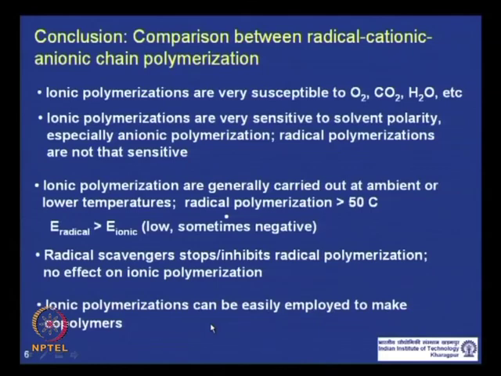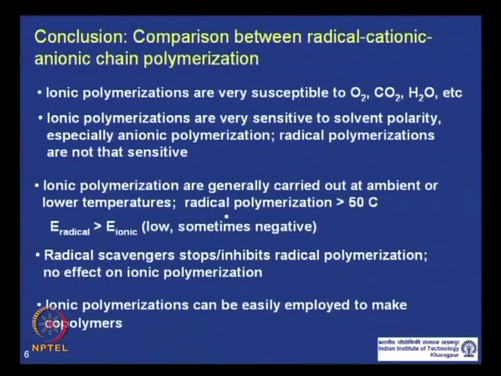These ionic polymerizations can be easily employed to make tailor-made copolymers like block copolymers and graft copolymers, which have very niche applications where you do not need a large quantity, but if you require a small amount, then you can utilize anionic or cationic polymerization, especially anionic, which is very useful for making block copolymers. Okay, with this we come to the end of this module on chain polymerization.